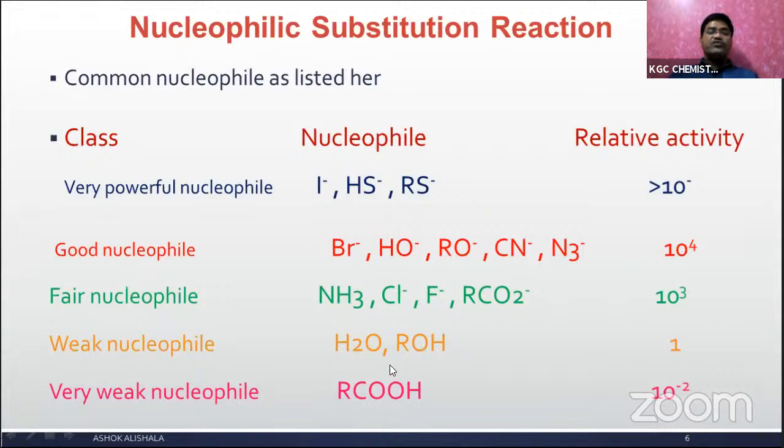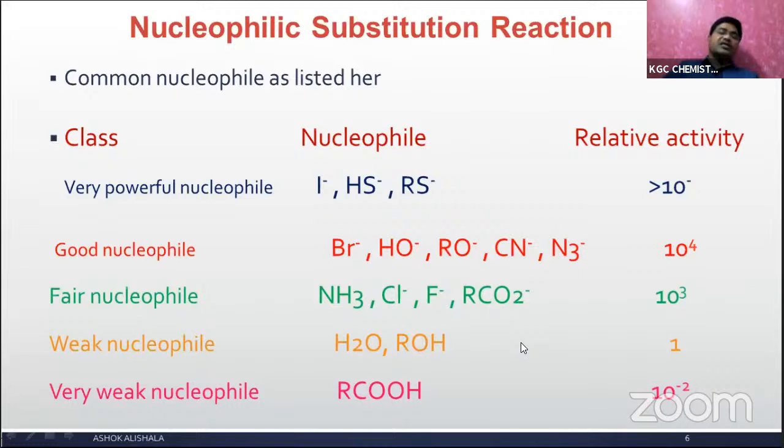Very, very weak nucleophile is carboxylic acid. See the difference here: carboxylate ion, and here it is the carboxylic acid. Okay, and here this is taken as unity, and the remaining are all compared with this. Water and alcohol is 10 to the power of 3 times greater. It is 10 to the power of 4 times greater. It is somewhat digit missed here. It is less than this water.